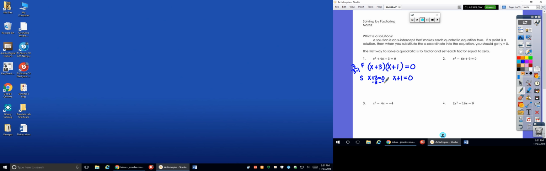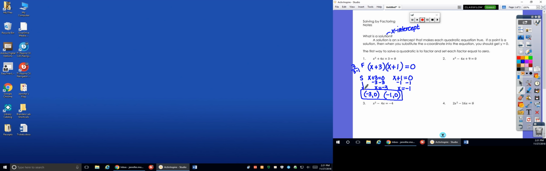So we would subtract 3, and so x is going to be equal to negative 3. We would solve on this one by subtracting 1, and so x would be equal to negative 1. So our 2 solutions are negative 3, 0, and negative 1, 0. Okay? Now I write solutions as ordered pairs because a solution is also called an x-intercept. So when they ask for a solution, they're asking actually for an x-intercept. And so when we find these, we're finding the 2 places where this particular function hits the x-axis. So I'm going to write them as x-intercepts.